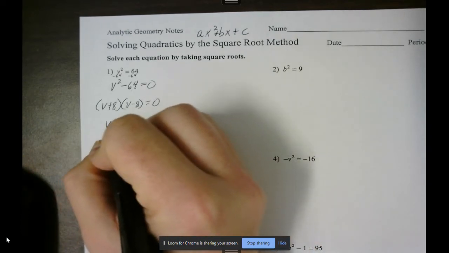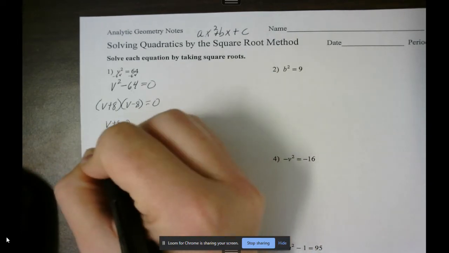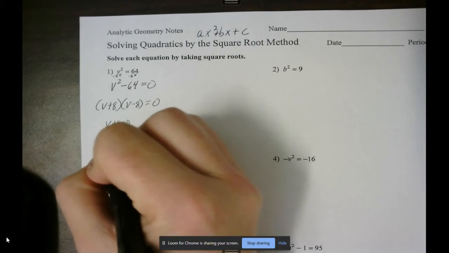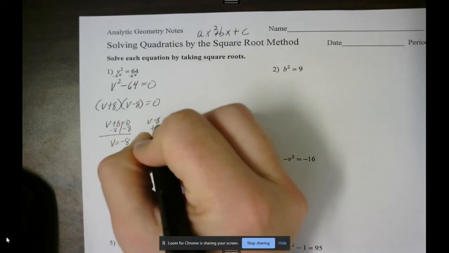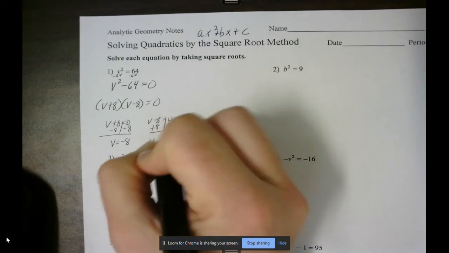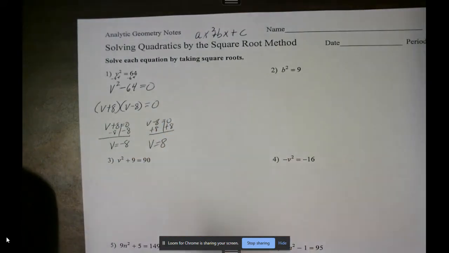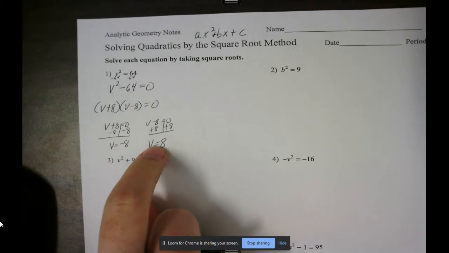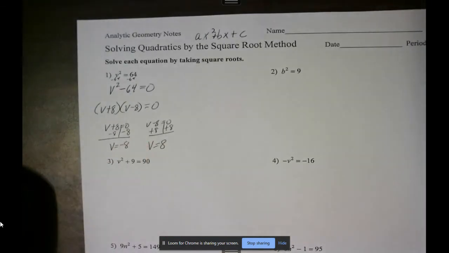So then once I solve that, I get v equals negative 8. And then on the other one, I would add 8 to both sides. I get v equals 8. So what you notice there is the answer is negative 8 and positive 8. And anytime you have a difference of perfect squares, that's how that's going to work out. Okay? But there's another way we can do that same problem.